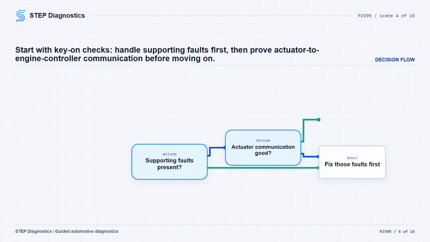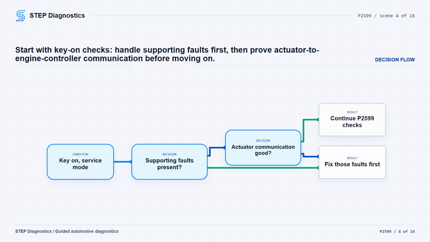Before getting into the P2599 path, start with the basic system checks and follow a structured diagnostic approach. Key on, Vehicle and Service Mode. Look for other faults that can affect the data this diagnostic depends on. Do not just chase P2599 if there are current sensor, vehicle speed, air temperature, coolant temperature, turbo actuator, or communication faults that have to be handled first. If one of those supporting faults is present, diagnose that fault first.